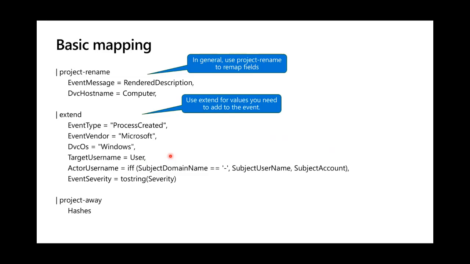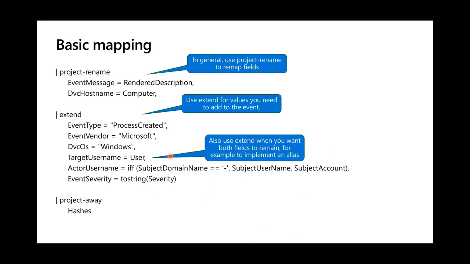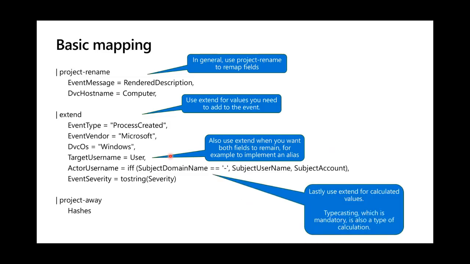Sometimes it's not enough. First of all, when we look at the schemas, each parser has constant fields that you have to add based on the definition of the schema. For example, the event vendor, event product, sometimes device operating system is just a value because your source supports just Windows. So you'll need to use extend when you just assign constant values. You may also want to do extend when you want to do aliases because you want two copies of the same field. We'll talk about aliases in mapping later on. And sometimes you actually need to calculate fields. So that's another reason you'll need to do extend.